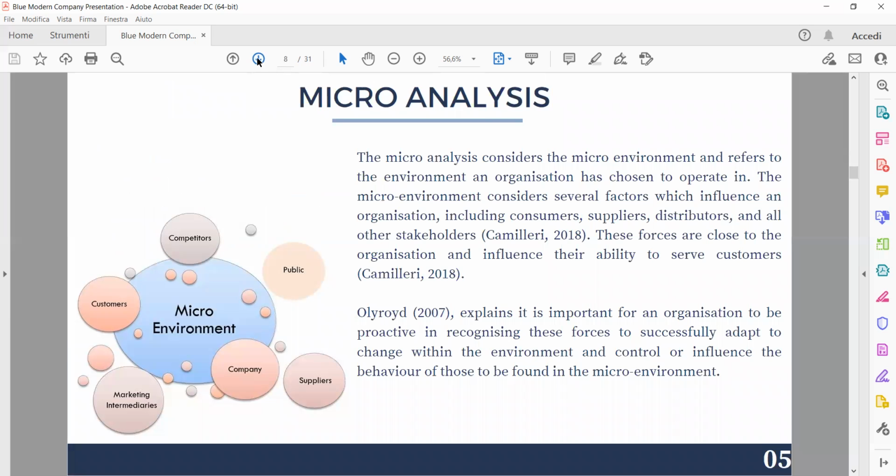Initially, we completed a micro-analysis of the microenvironment, which is the environment an organisation operates in and recognises several factors which influence an organisation. These include consumers, suppliers, distributors, and all other stakeholders. An organisation should be proactive in recognising these to adapt to change within the environment and control or influence the behaviour of those to be found in the microenvironment.